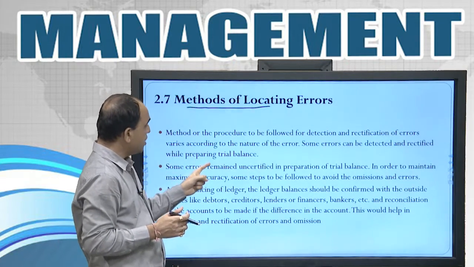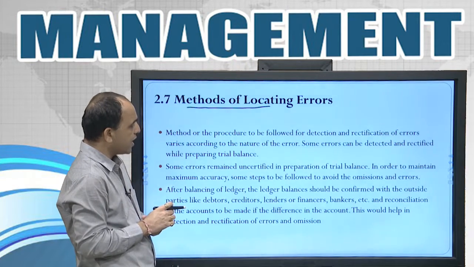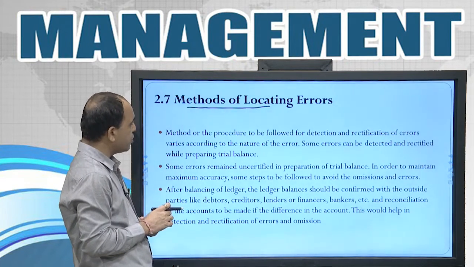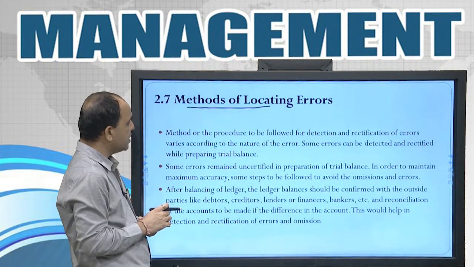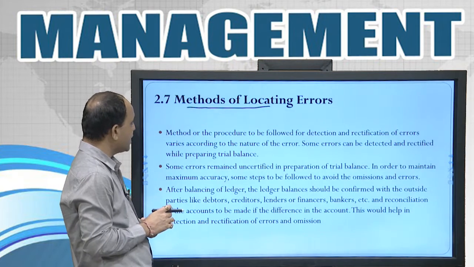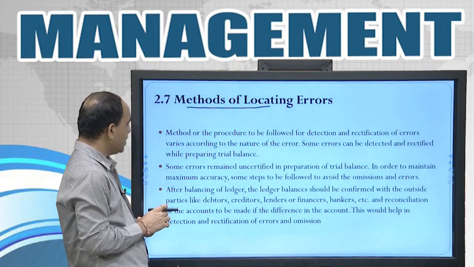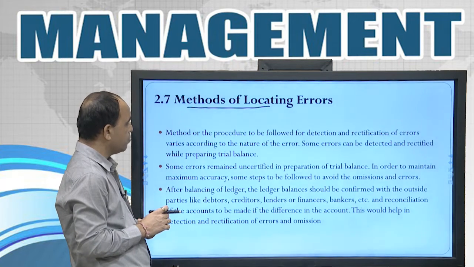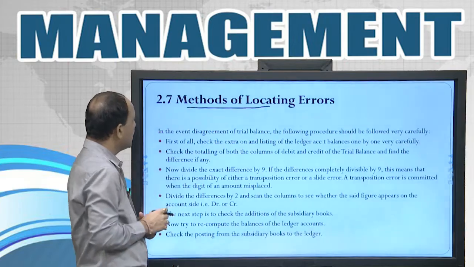Some errors remain undetected in preparation of trial balance. In order to maintain maximum accuracy, some steps are to be followed. After balancing of ledger, the ledger balance should be confirmed with outside parties like debtors, creditors, financiers, bankers, etc. Reconciliation of the accounts is to be made if you find a difference in accounts. This would help in detection and rectification of the error.